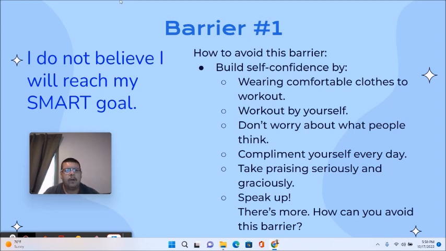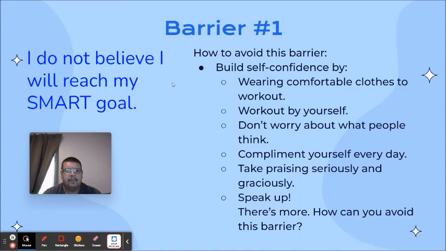Another way to avoid this "I do not believe I will reach my SMART goal" barrier is by complimenting yourself every day. Start giving yourself positive self-talk. Praise yourself and take it seriously as well. Speak up. For example, if you need help, then you have me, you have your family, you have your friends that can help you achieve this goal. How can you avoid this barrier? All right, let's move on.